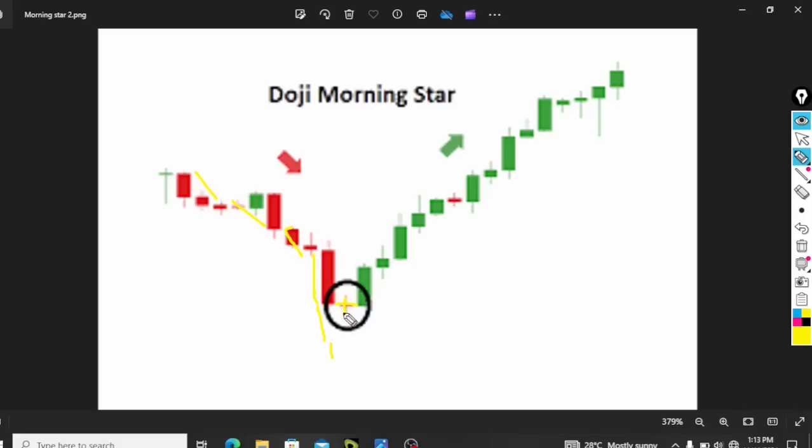It shows that the bears are not able to push down any longer, and the bulls are not even able to push up. So it ended as an indecision candle. But what the striking factor is, is the 3rd candle. So now you are about to wait for the 3rd candle, at the formation of the 3rd candle, and it begins to trade above the 50% of the body of the first red candle.